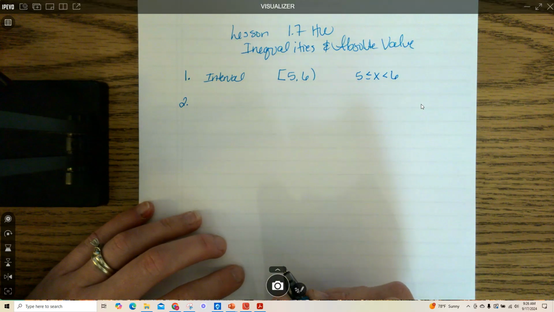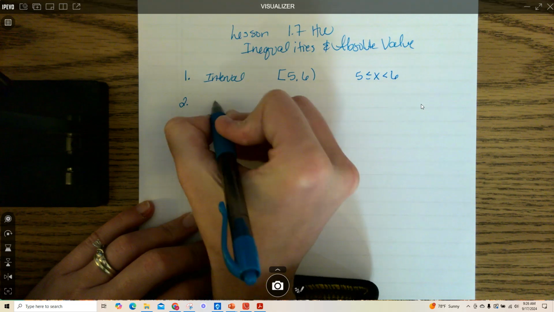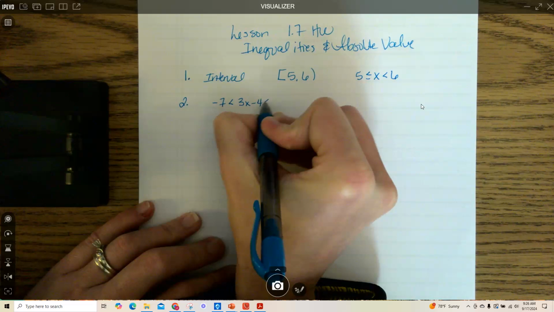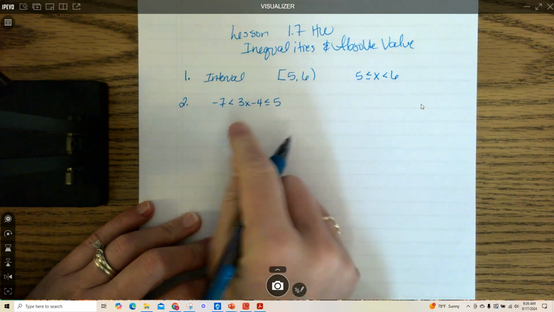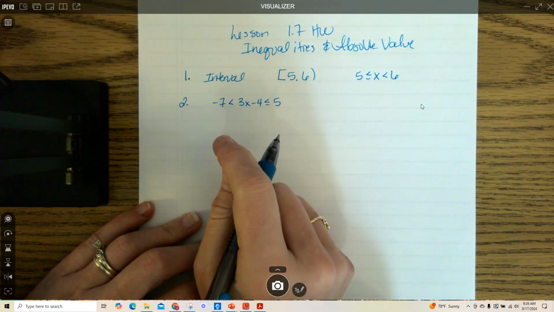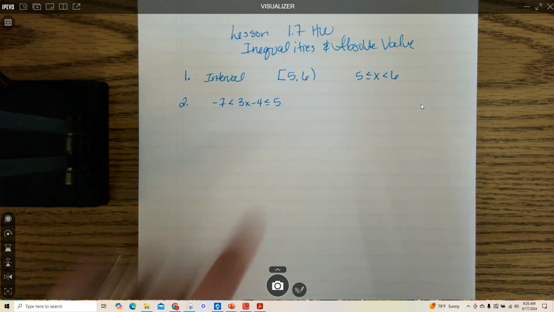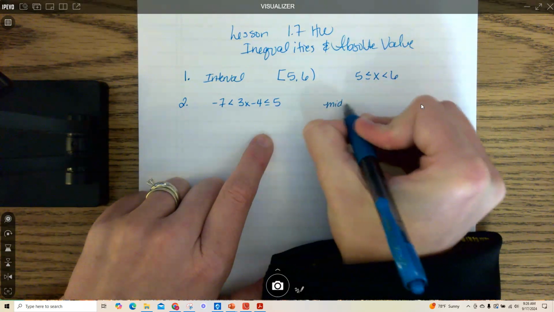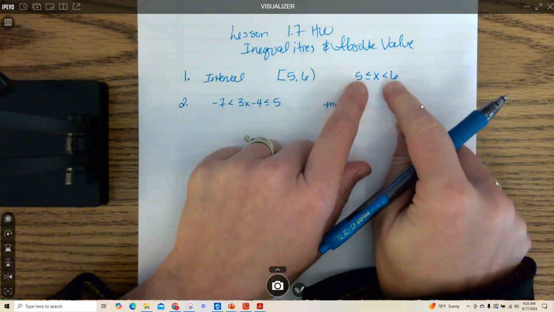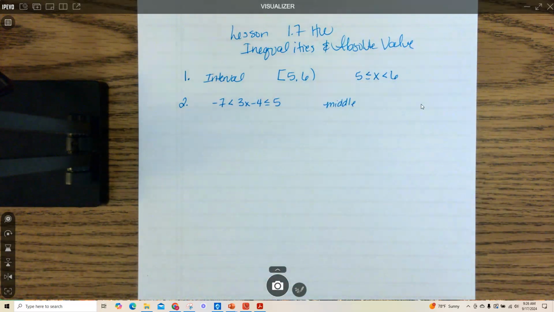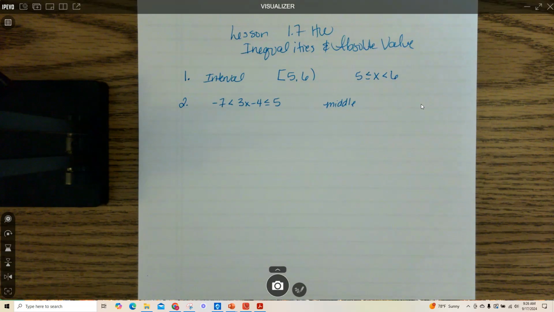All right, number 2. The way to solve negative 7 is less than 3x minus 4 is less than or equal to 5 is to isolate the x in the blank. It says the right inequality, left inequality, or middle. Middle. Yep, isolate x in the middle, because that's how you want your answer to be arranged.